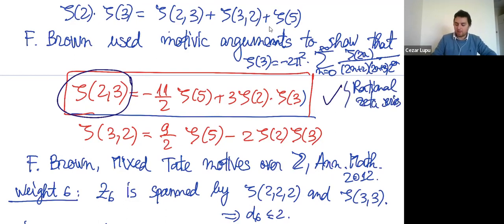But this can be a finite Q-linear combination of odd zeta values. And in fact, in our case, it will be something like this one here, right? Let me be more specific. This is a rational zeta series. But what if I want to do the same thing for zeta of 2, 3? What if I want to write this as a rational zeta series?